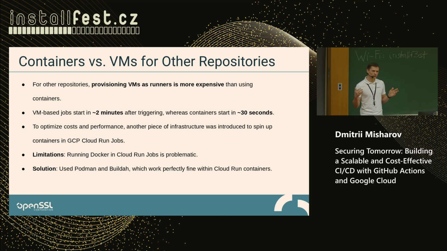It also optimizes cost and performance. Running CI jobs in containers is much cheaper than in VMs. But there are some limitations. For example, you cannot use Docker within these container jobs. But I found a workaround. Podman and Buildah, other container engine implementations, work perfectly fine within the Cloud Run environment. So we can build and run containers within containers. No issues with that.